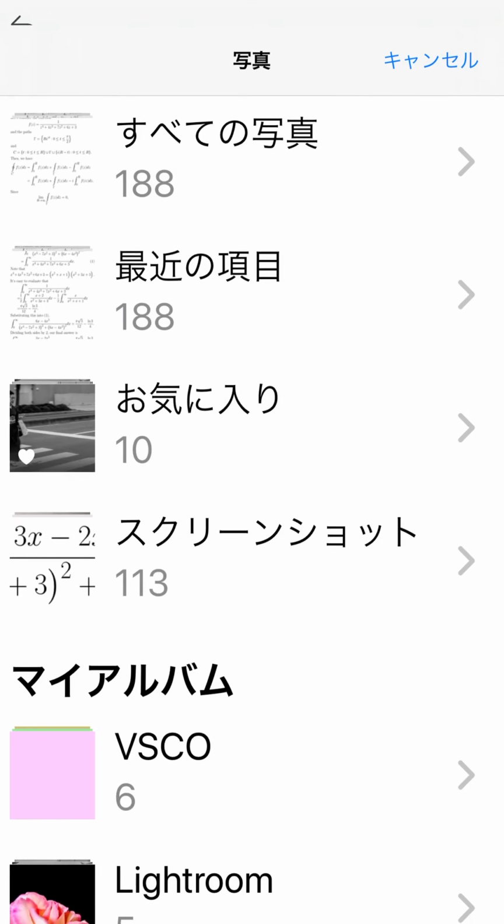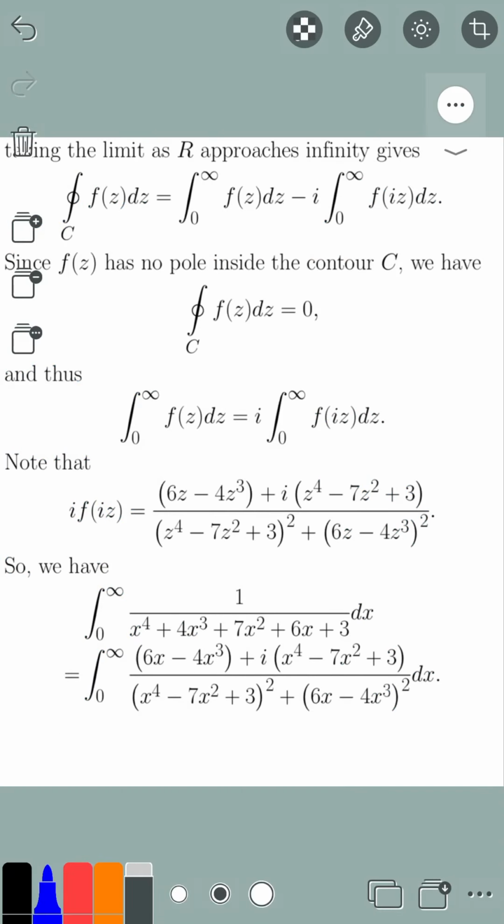So the contour integral of f of z dz along the contour C is equal to the integral from 0 to infinity of f of z dz minus i times the integral from 0 to infinity of f of iz dz, because we're taking the limit as R approaches infinity, so the integral from 0 to R becomes the integral from 0 to infinity.